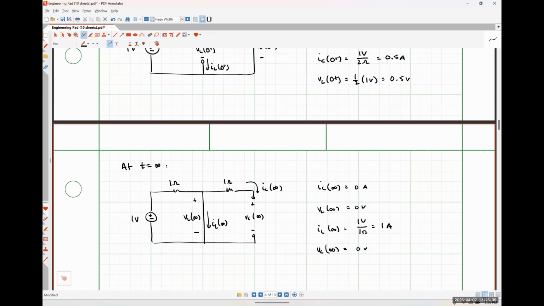VC at infinity, I believe, is 0 volts by inspection, but let me explain my logic there. No current flows through the 1 ohm resistor on the right, which means there's no voltage drop across the 1 ohm resistor on the right. So VL at infinity and VC at infinity should be the same thing, since positive polarity is on top for both and negative polarity is on bottom for both.